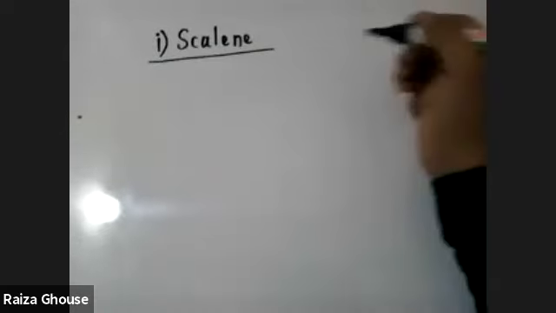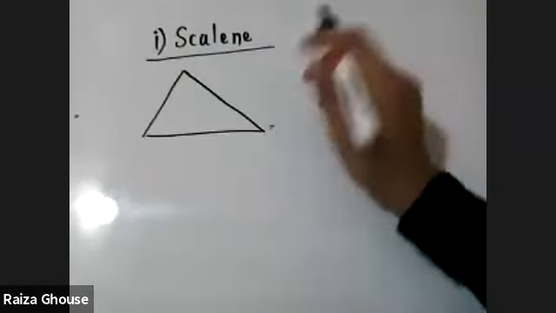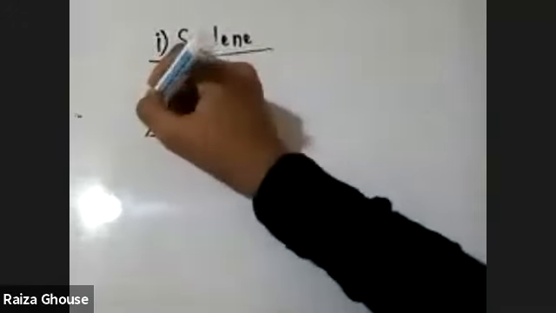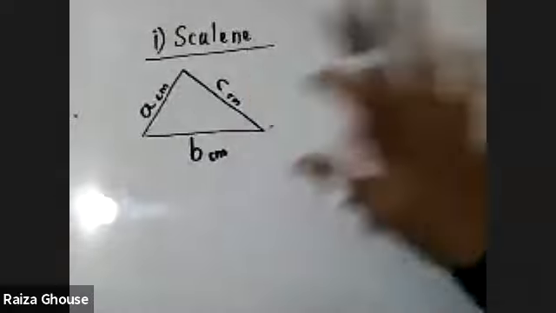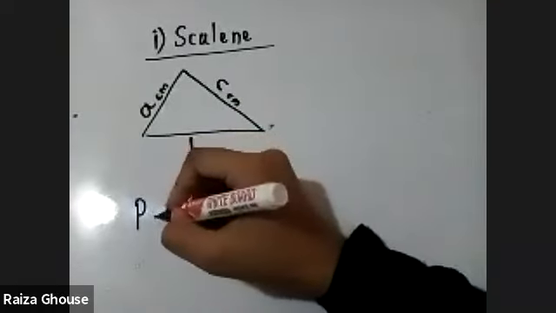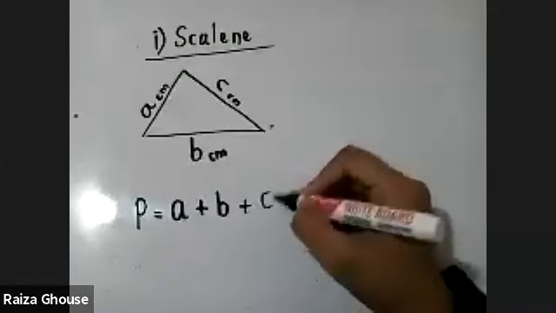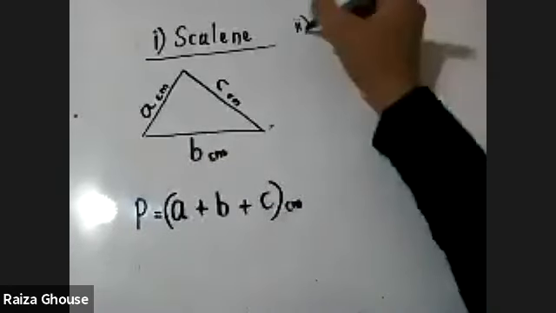Scalene triangle means there is a triangle where all 3 sides are in different length. For example, this is A centimeter. This is B centimeter. And this is C centimeter. 3 different lengths, children. That is called scalene. If you are finding the perimeter of a scalene triangle, you will have to take all the three lengths, A plus B plus C centimeter, or whatever the unit they give you.